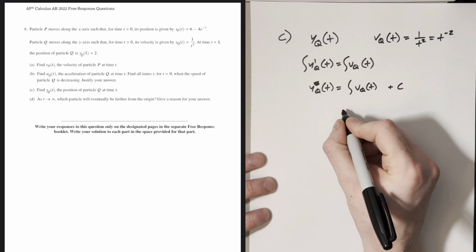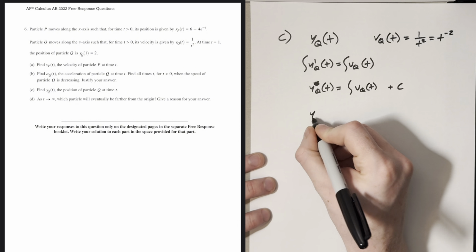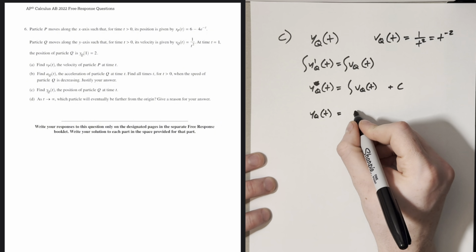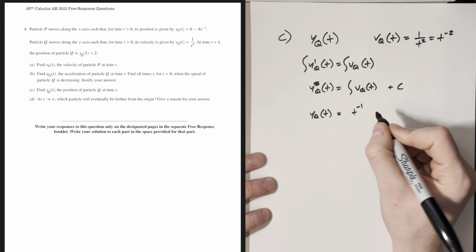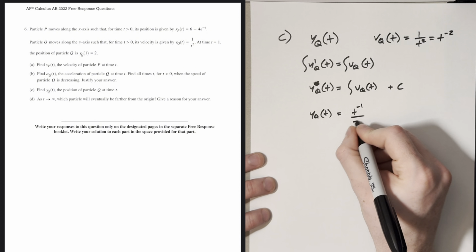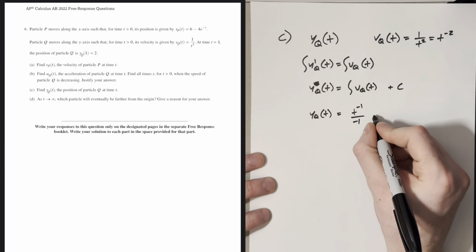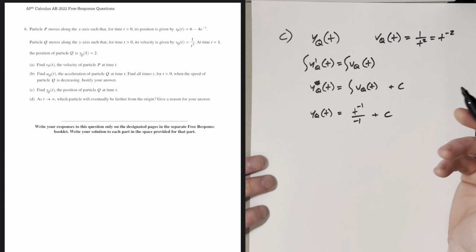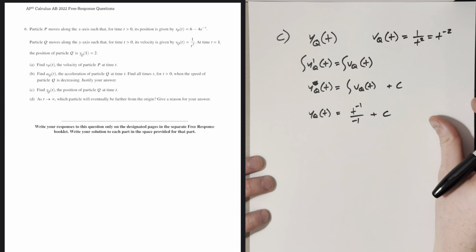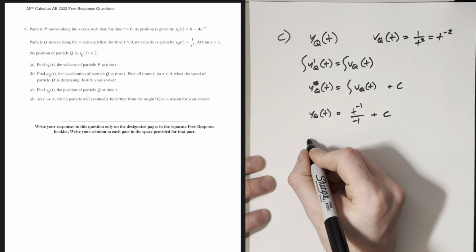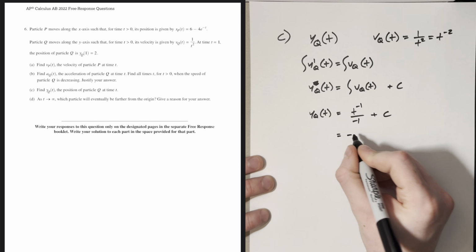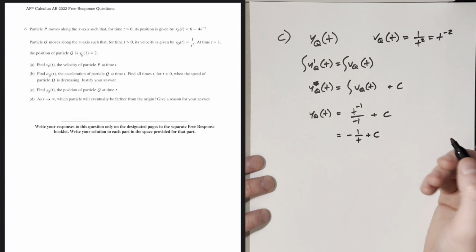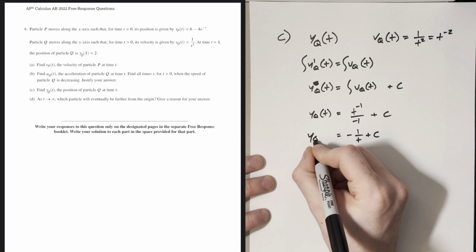Using the power rule, we would get that our position is equal to t to the negative first power, if I raise the exponent by 1, divided by the new exponent, plus some value c. We're not sure what that value c is. So this will be negative 1 over t plus c, and that is y q of t.